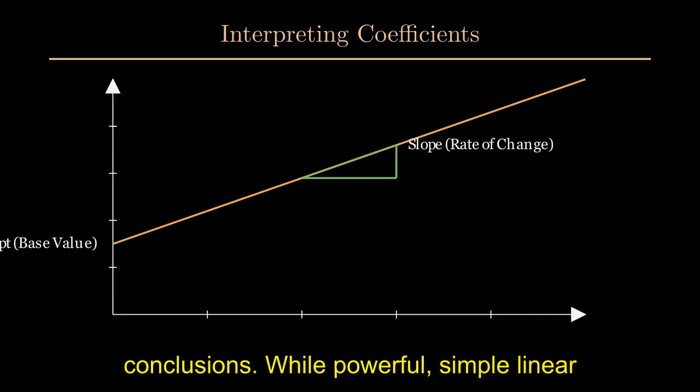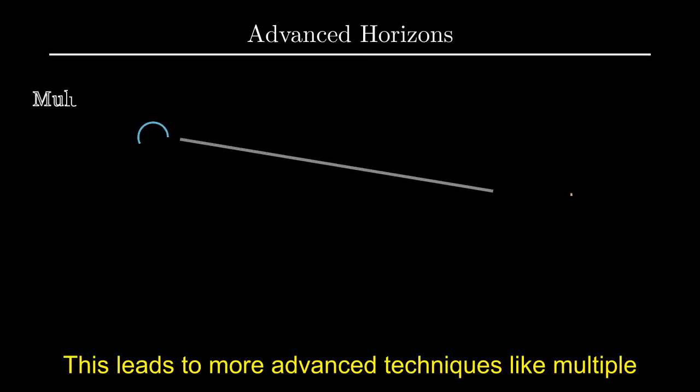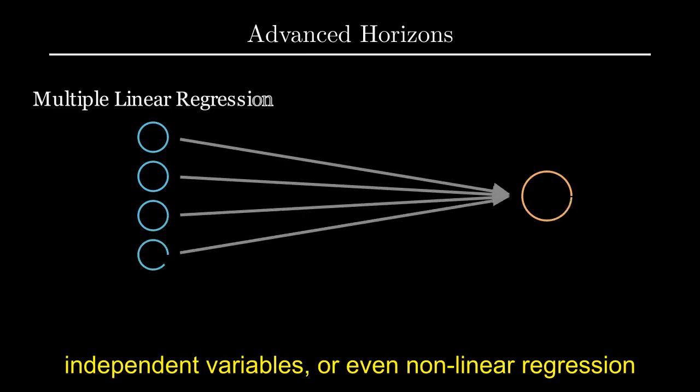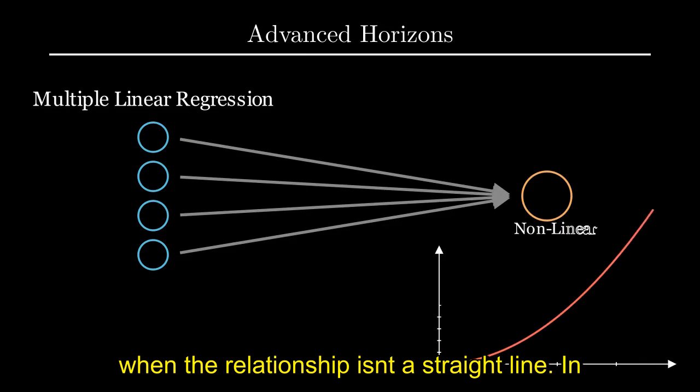While powerful, simple linear regression is just the beginning. Real-world scenarios often involve many influencing factors. This leads to more advanced techniques like multiple linear regression, which considers multiple independent variables, or even nonlinear regression when the relationship isn't a straight line.